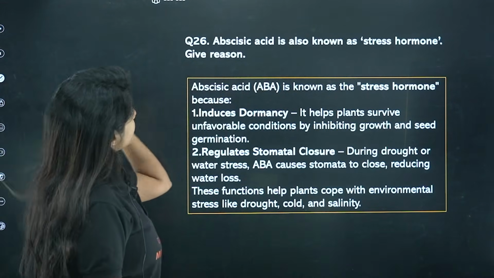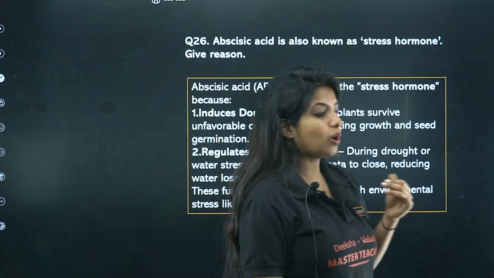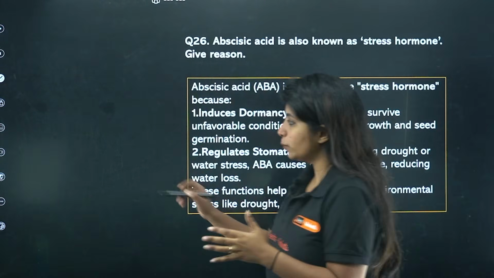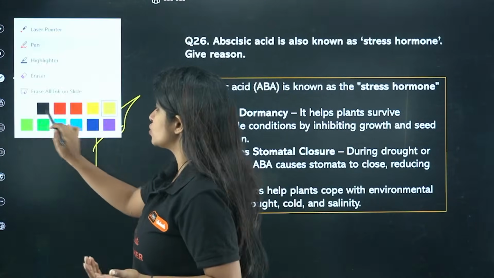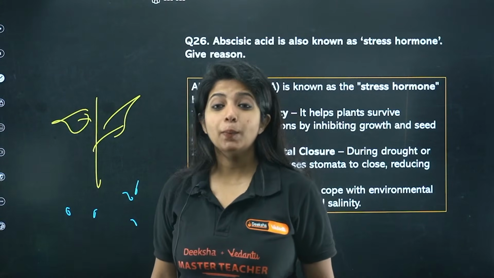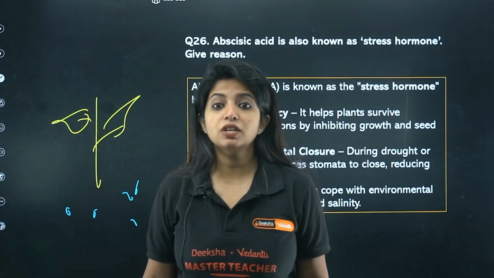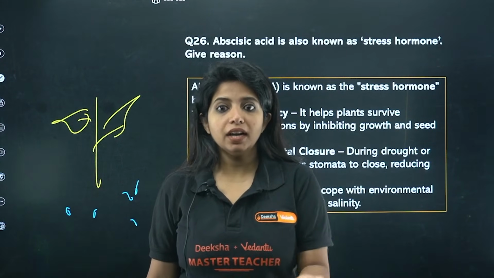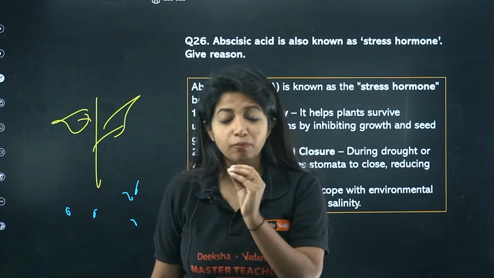Abscisic acid is also known as stress hormone. Give reasons. Why do you call this a stress hormone? Whenever a plant is under stress, for example, it does not have too much water, do you think it can grow very easily? Suppose there is not enough carbon dioxide. It cannot do photosynthesis. How will it make its own food? All of it is a very big problem.